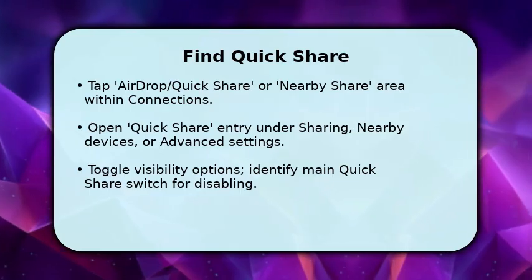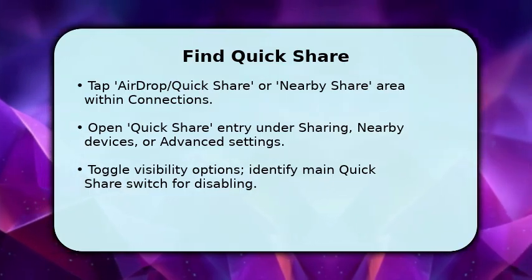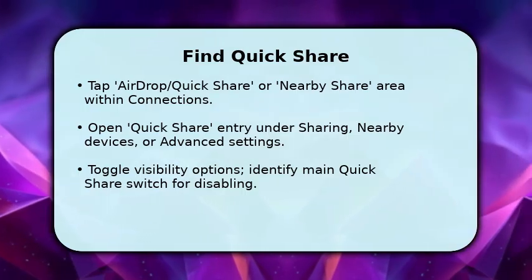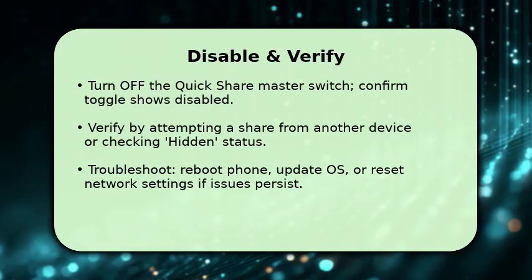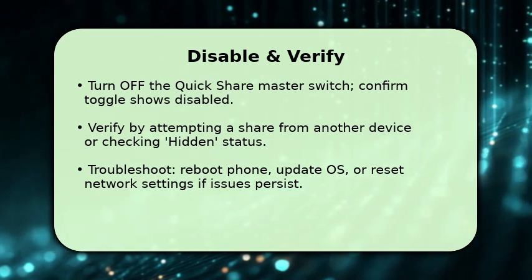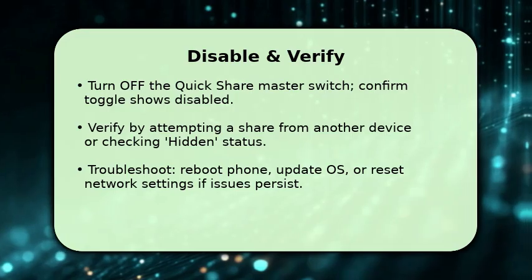Slowly read the labels so you disable the correct control. Make sure you understand the difference between visibility and file receiving before you flip the switch. Finally, turn off the Quick Share master switch. You should see the toggle move to off and a confirmation message or inactive state.